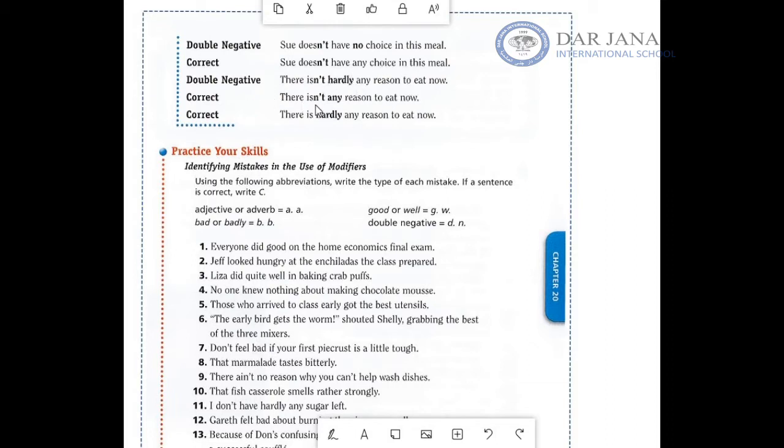The correct way to fix this problem is to include only one form of the negative, like this. There isn't any reason to eat now, or there is hardly any reason to eat now.